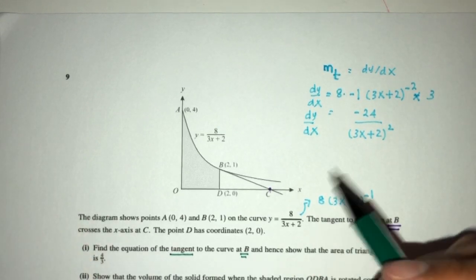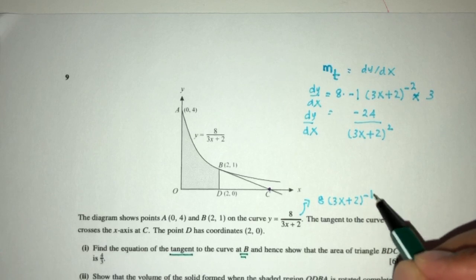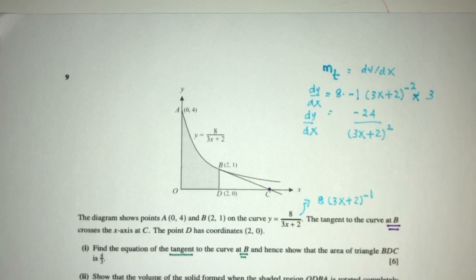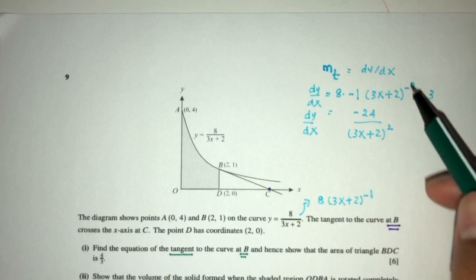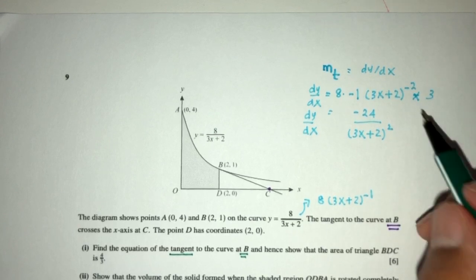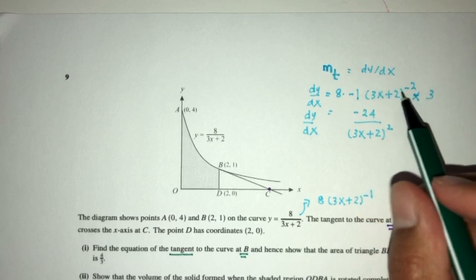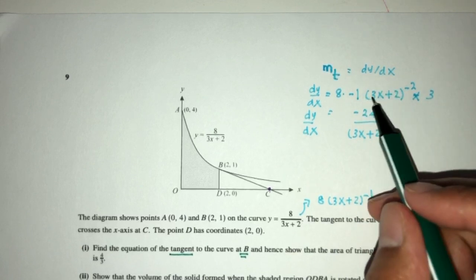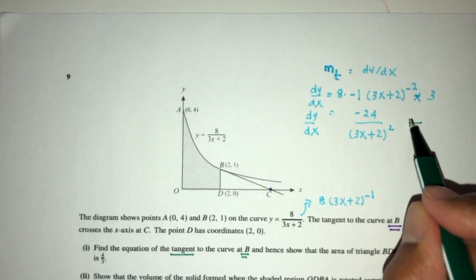So again, 8 is only a multiple, we'll leave 8 outside. Right. Then we multiply by the power, so multiply by minus 1. Great. And then we have to decrease the power by 1, so minus 1 will be minus 2. Okay. Then we have to multiply finally by d by dx of the value inside. So d by dx of 3x plus 2 is 3, so we multiply by 3, and that's it. That will be this value.